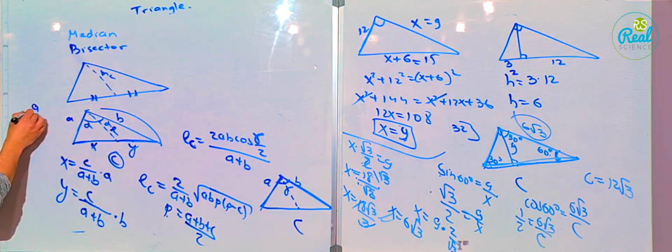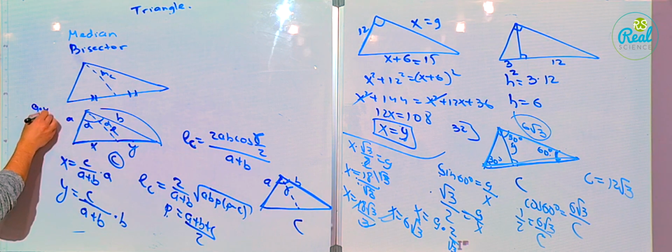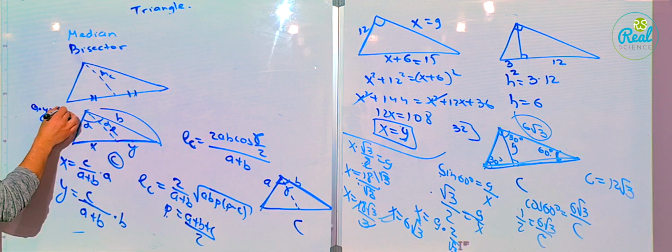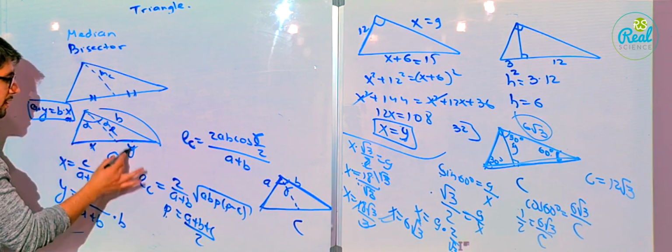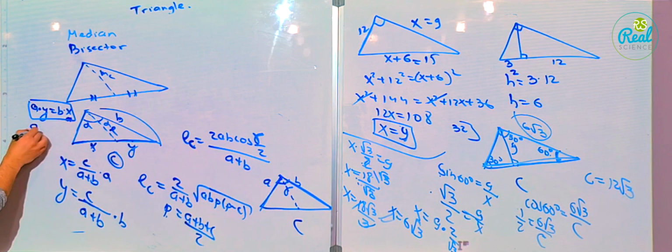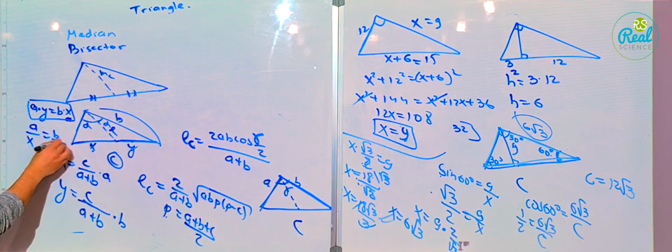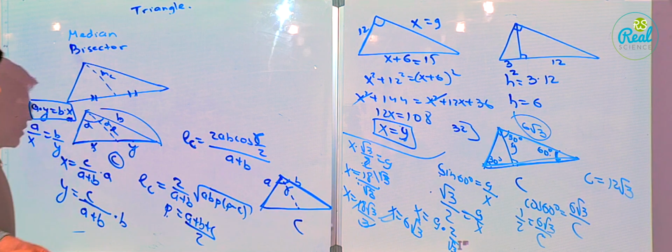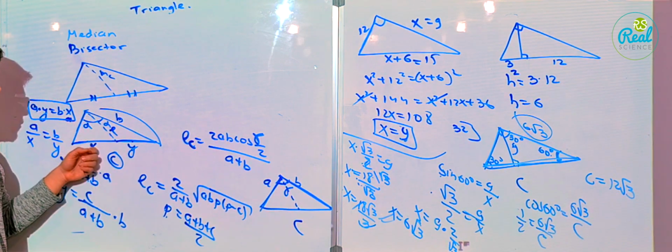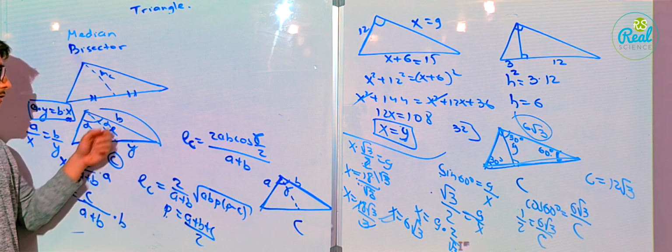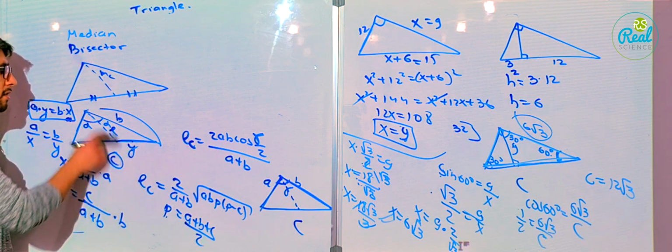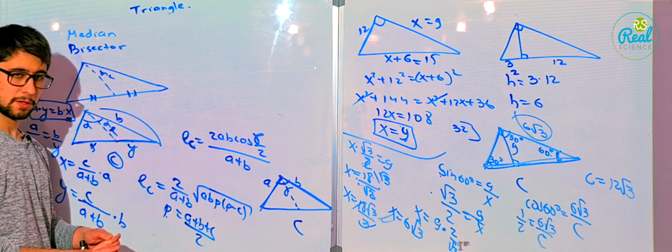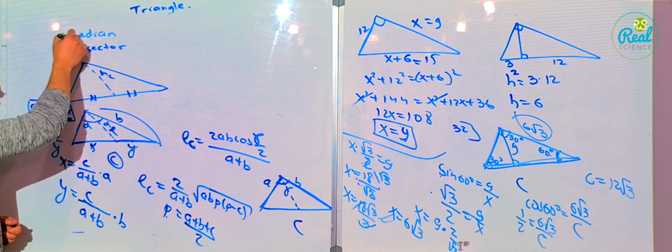So one left. A multiplied by Y equals B multiplied by X. You cross multiply and it will be true. Or A over X equals B over Y. Or the ratio of A side to its line segment will be equal to the ratio of B to its line segment that is created by the bisector. Okay? So have you understood it? Good.